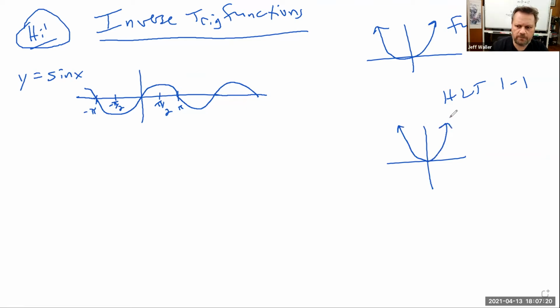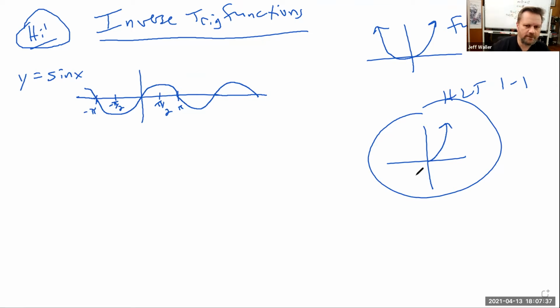To make it one-to-one? Get rid of one side. Yeah, get rid of one side, right? If I got rid of one side of a parabola like I just did right here, is that invertible now? Is that one-to-one? Does it pass a horizontal line test? Yes. So I should have drawn this bigger. Let me focus on the main parts here.